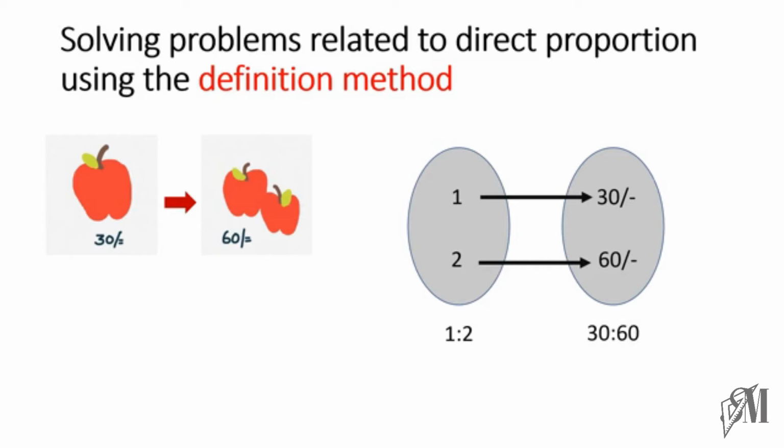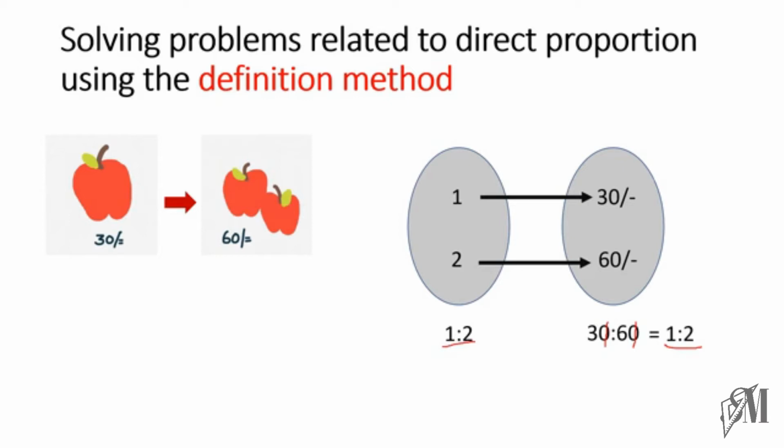Now you can see 30 is to 60 is not the simplest ratio. So I can cancel the zeros like this. Then I get 3 is to 6. You know 3 and 6 can be divided by 3. Then the simplest ratio becomes 1 is to 2. Now you can see the two ratios of the two quantities are equal. Right? 1 is to 2, 1 is to 2.